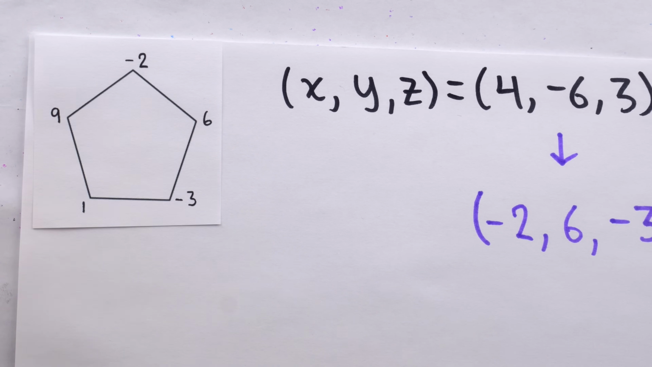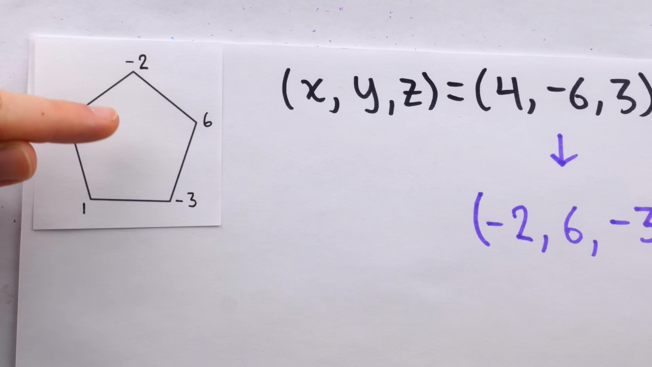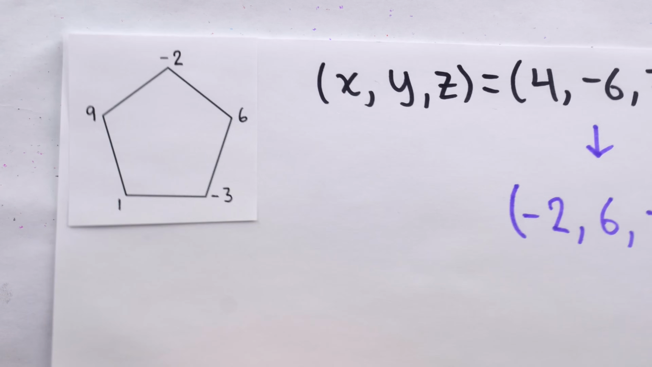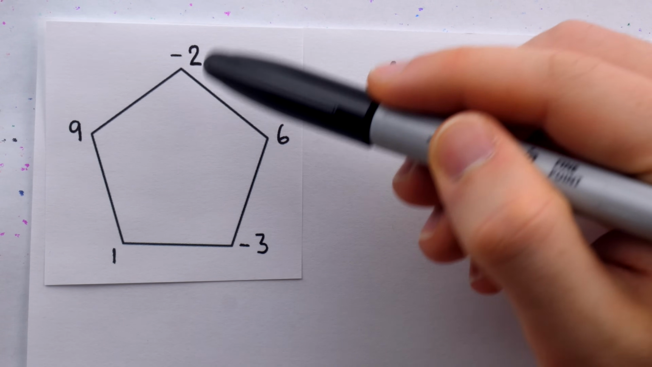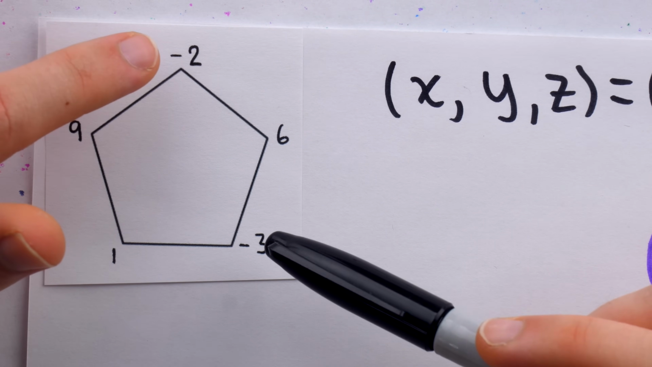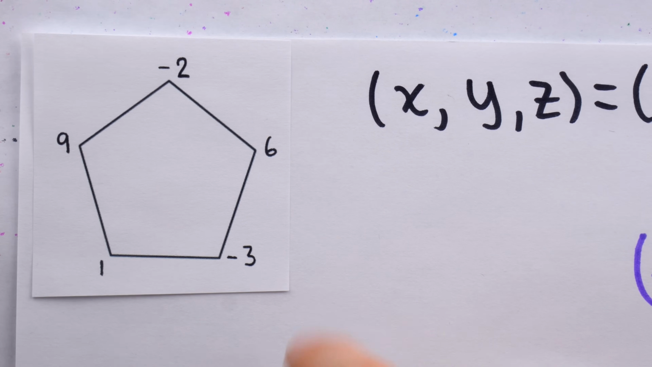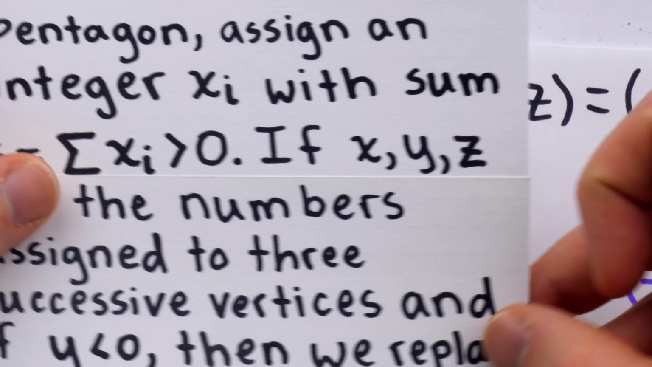Now, the algorithm is not going to stop because still we have negative vertices. So it is still possible to find 3 consecutive vertices, like 9, negative 2, 6, where the middle one is negative. Now you may wonder, is the sum still positive? We have 2 negative numbers now instead of 1. Is the sum of all 5 of these numbers still positive? Well, if you check the details, actually the sum is never going to change.